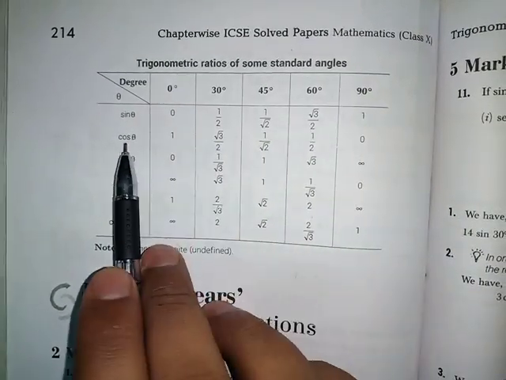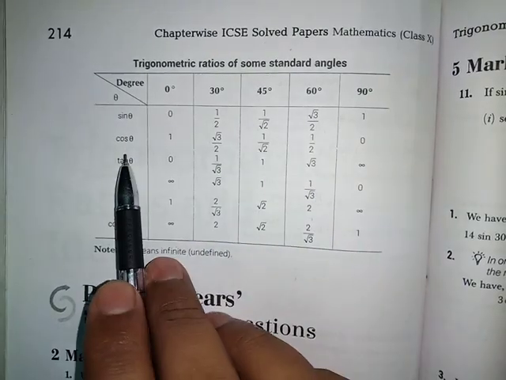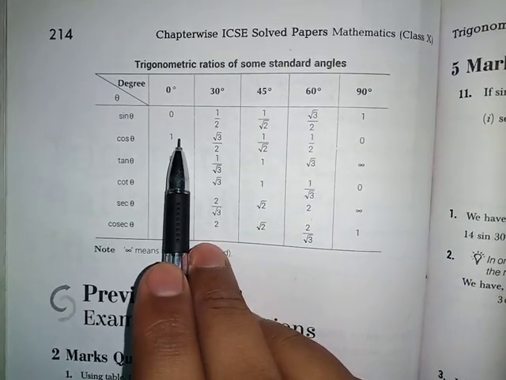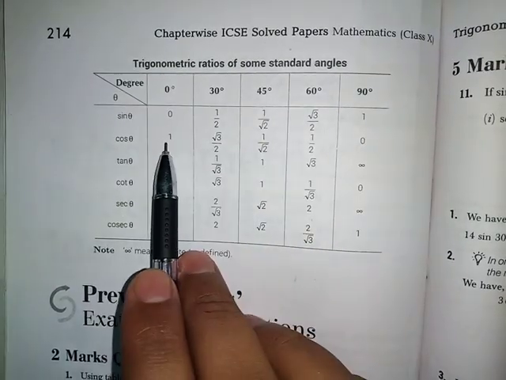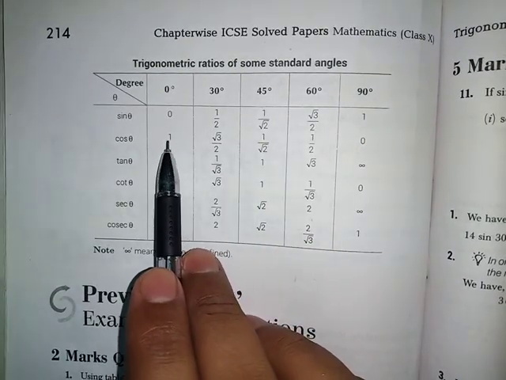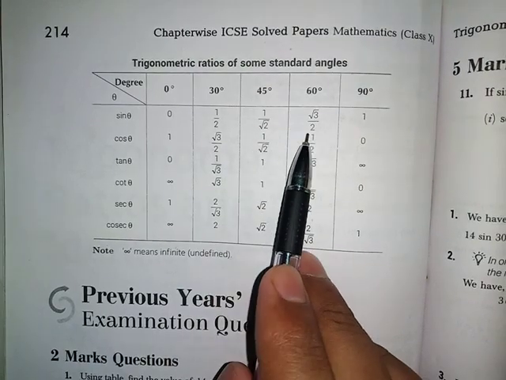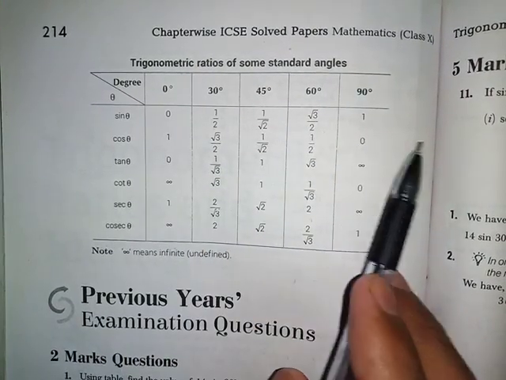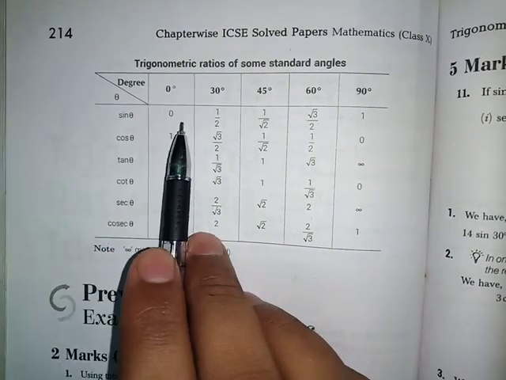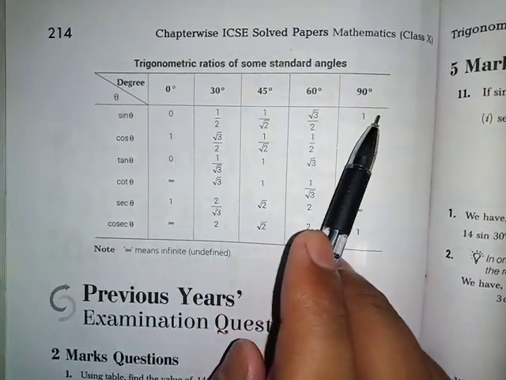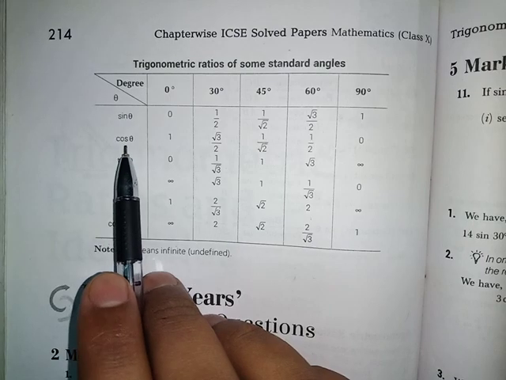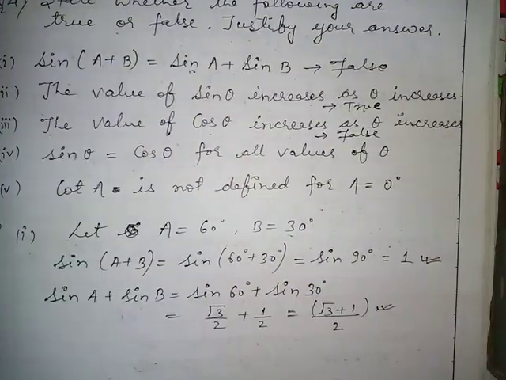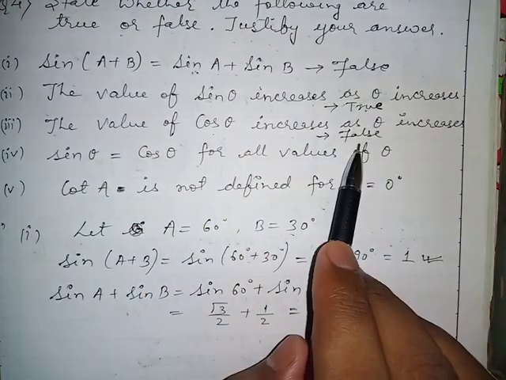And similarly, just reverse it in the case of cos theta. So the value of cos theta decreases when theta increases. See here, the values are decreasing in order: 1, root 3 by 2, 1 by root 2, 1 by 2 and 0. So remember this, sine theta increases from 0 to 1 and cos theta decreases from 1 to 0. So that's why this is true and this is false.